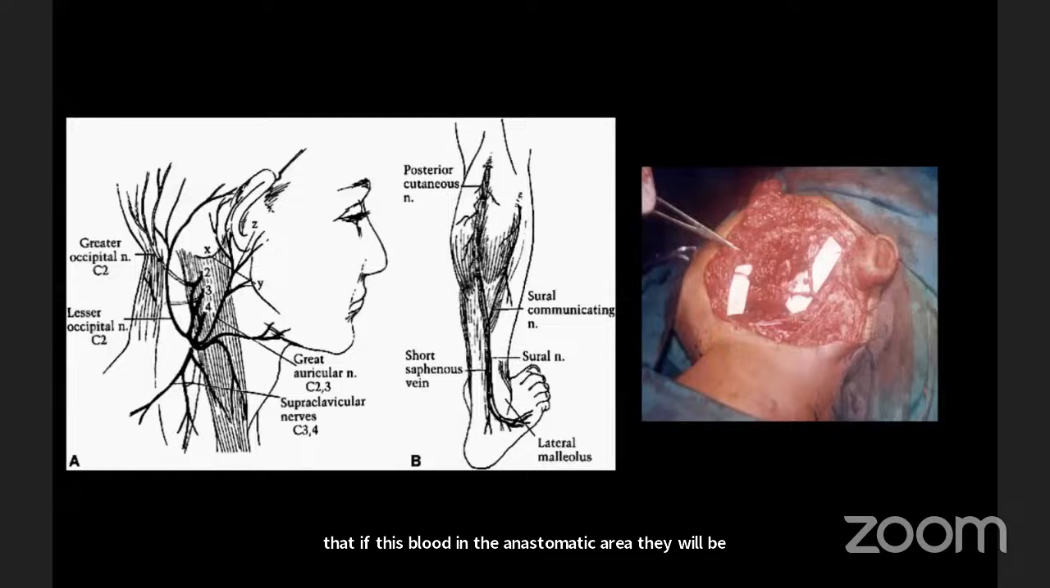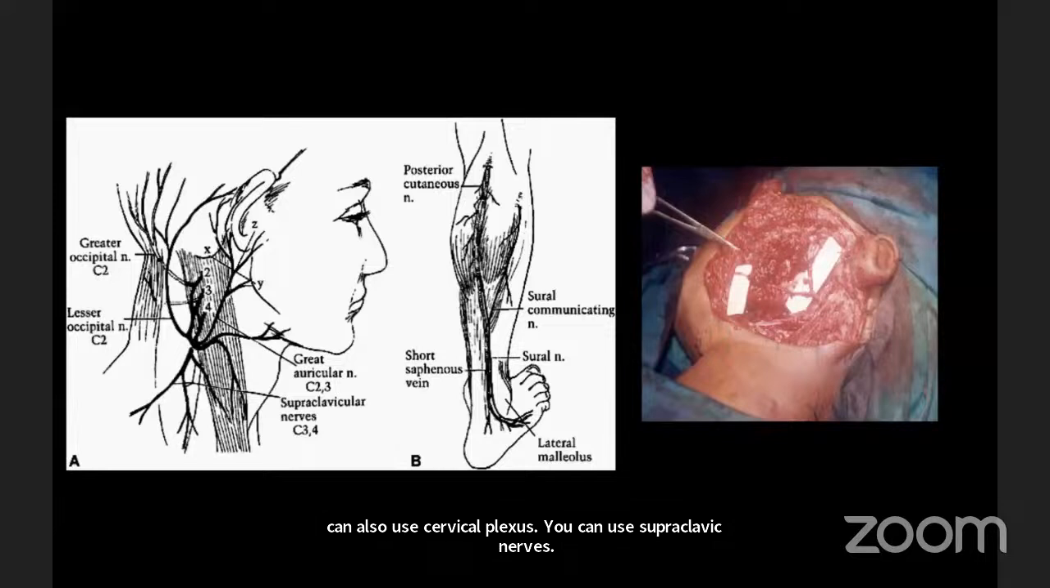Now, what are the nerve grafts? Let's say that you're not able to coapt the nerve primarily. So you have a lot of nerve grafts. Remember, the nerve grafts are sensory nerves. You cannot take a motor nerve for a nerve graft because you'll be sacrificing the function at the donor site. So there are several nerve grafts that you can use. Greater auricular at the surgical site. You can also use cervical plexus. You can use supraclavicular nerves. You can use the sural nerve. Sural nerve is what we commonly use.